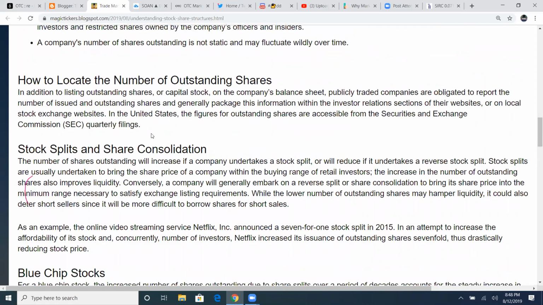How to locate the number of outstanding shares. In addition to listing outstanding shares as capital stock on the company balance sheet, publicly traded companies are obligated to report the number of issued and outstanding shares, and generally package this information within the investor relations section of their website or on local stock exchange websites. In the United States, the figures for outstanding shares are accessible from the Securities and Exchange Commission (SEC) quarterly filings.